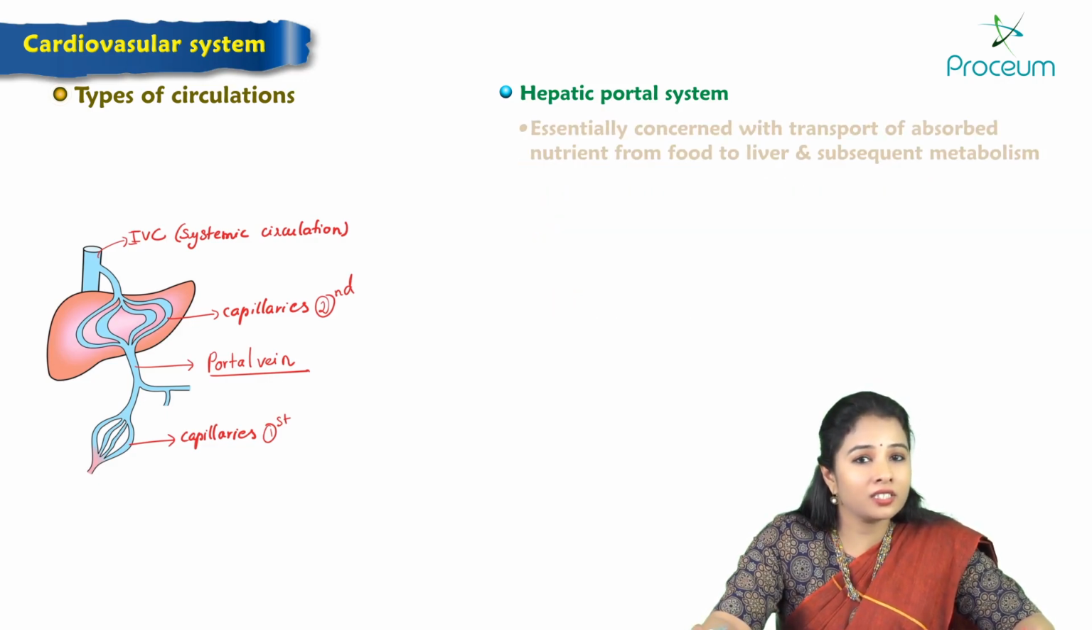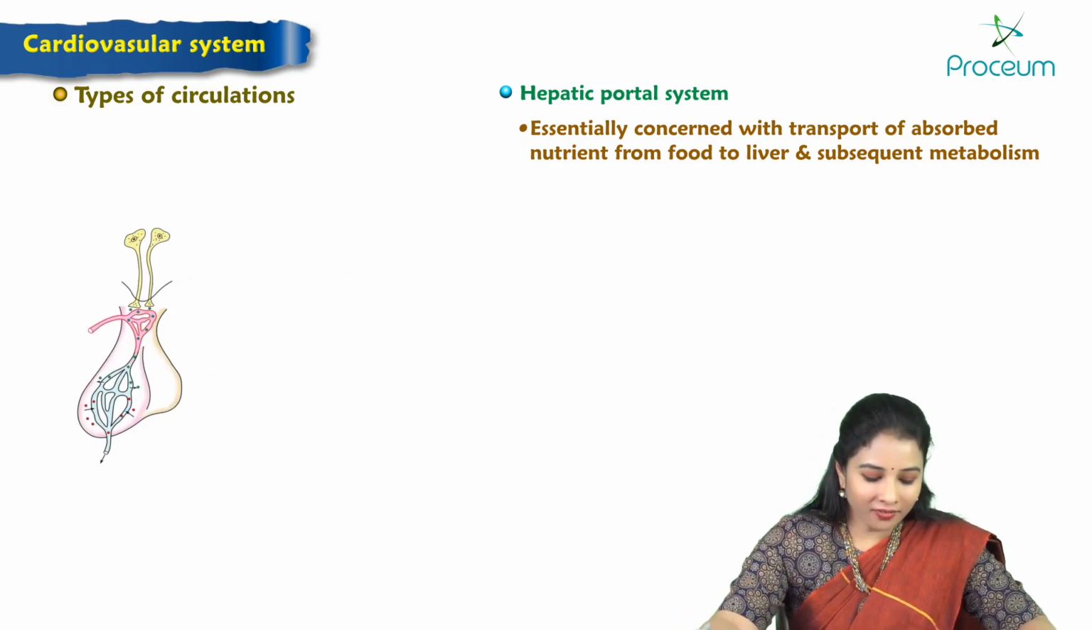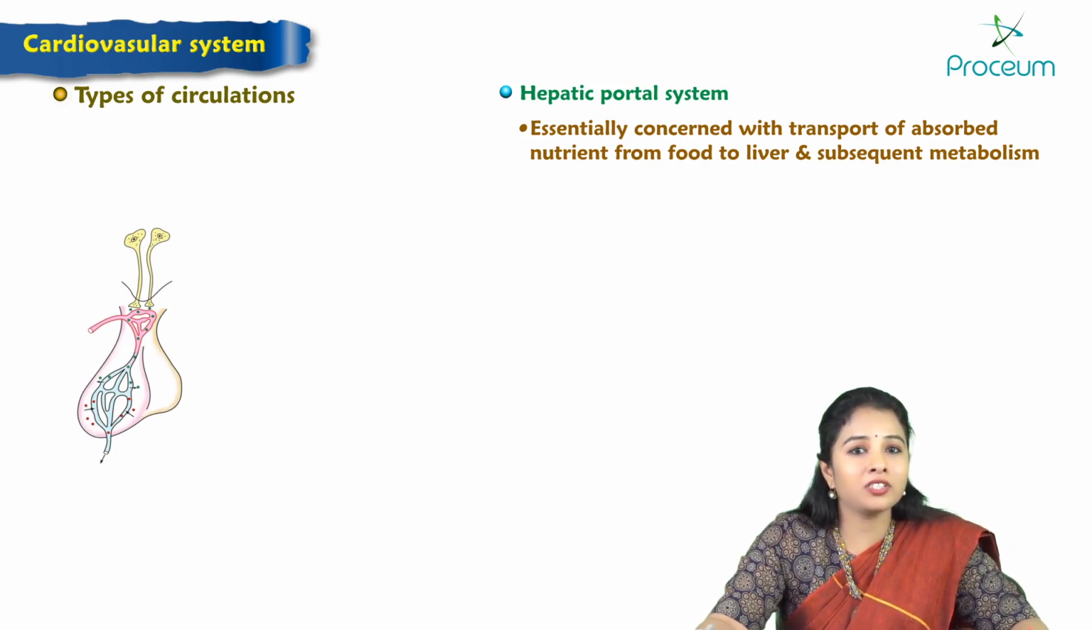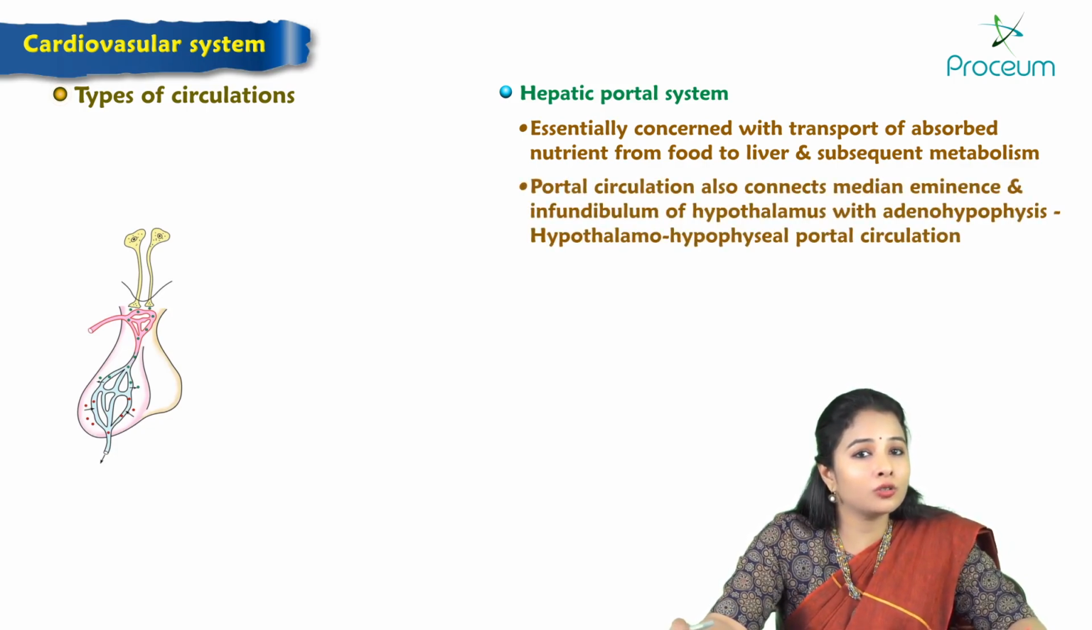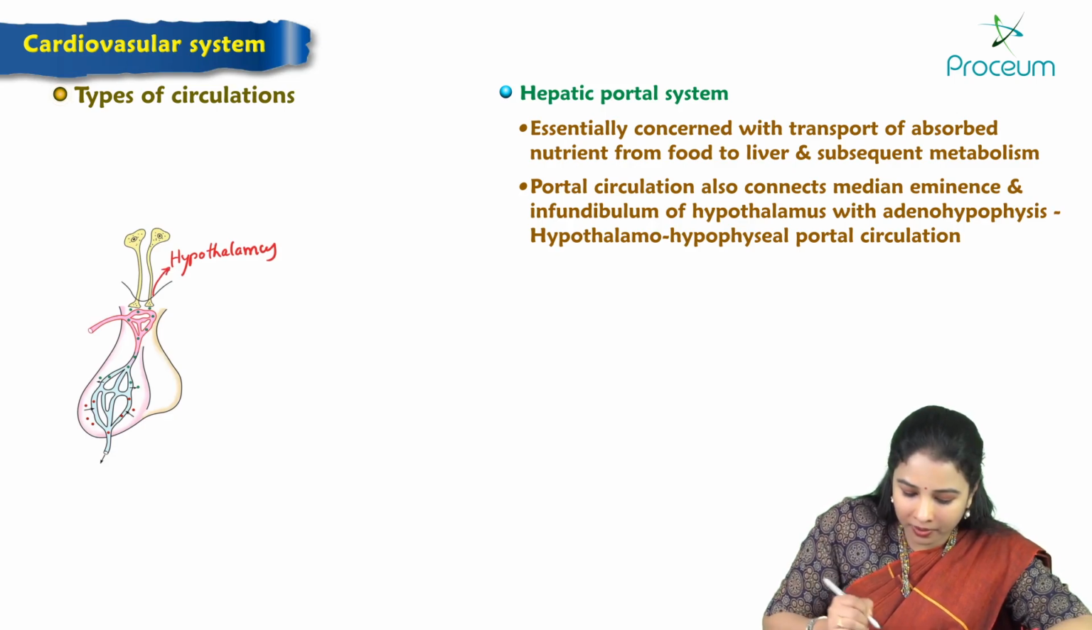Hepatic portal system is essentially concerned with the transport of absorbed nutrients from the food to the liver and their subsequent metabolism. We can see the portal circulation even with the pituitary gland or hypophyseal gland. So the portal circulation also connects the median eminence and the infundibulum of hypothalamus with the pituitary gland or adenohypophysis. Hypothalamus, median eminence of hypothalamus.